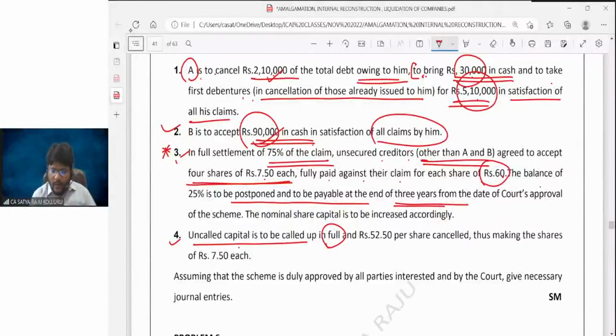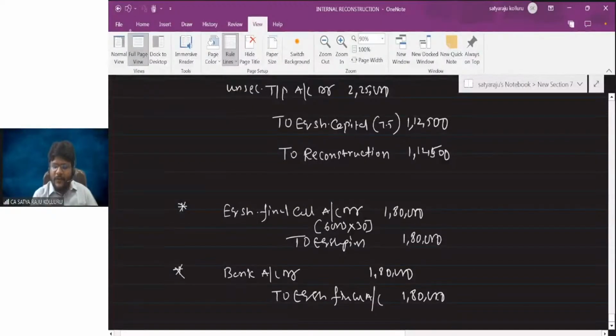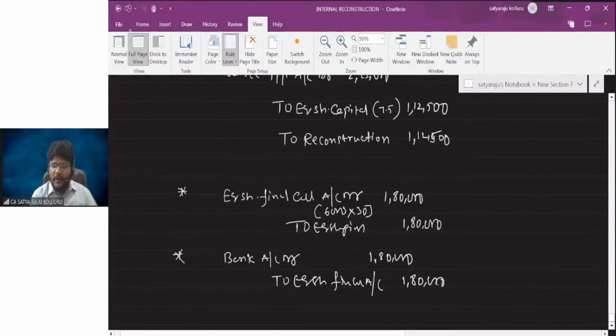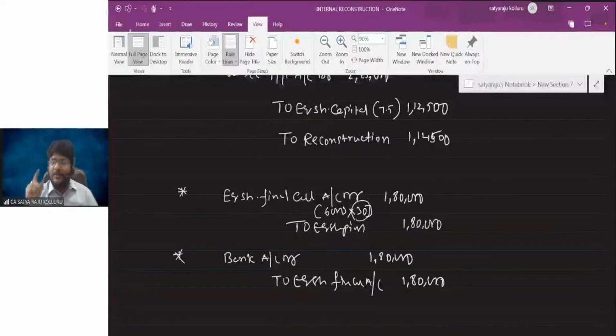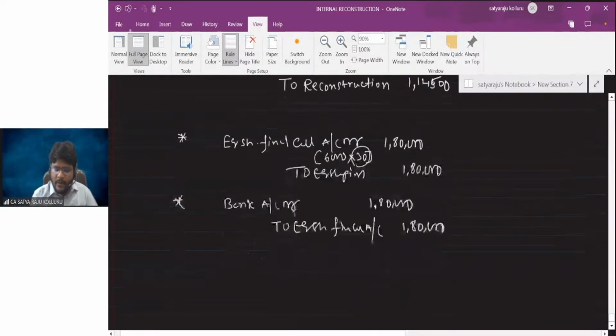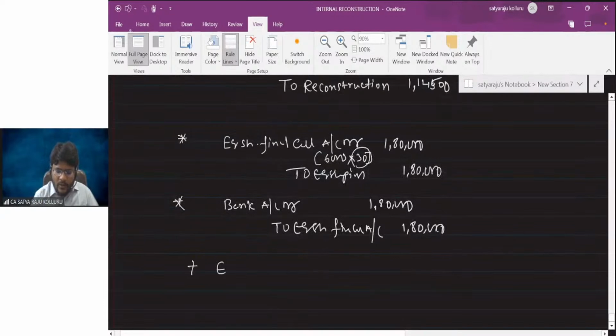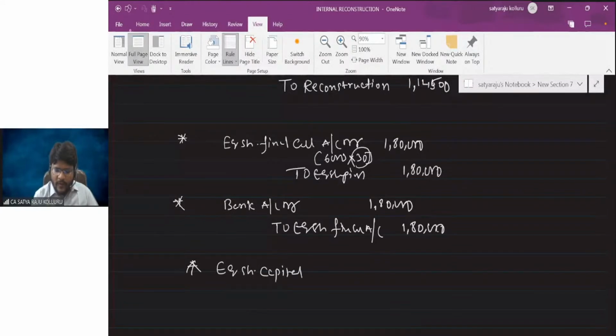Uncalled capital is to be called up in full and 52.50 per share cancelled. After calling, you are cancelling 52.50. How is it possible, sir? Once you call this, each and every equity share will become 60 rupees paid up, which is fully paid up. Out of 60 rupees face value, 60 paid up. Now what are you doing? You are cancelling the existing 60 rupees face value, so that is the existing 60 rupees face value to the extent of 3,60,000.